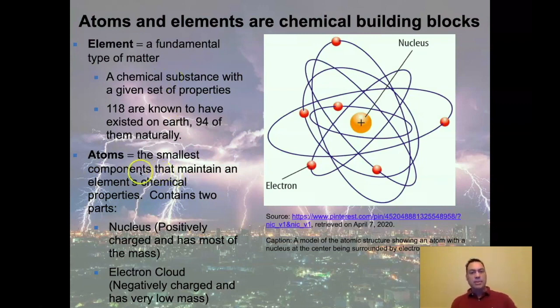An atom is the smallest component that maintains an element's chemical properties. And it contains two parts. It has a nucleus. Here in this image, we have a nucleus and an electron cloud. This is a bunch of electrons whirling around. The nucleus is positively charged. The electron cloud is negatively charged.